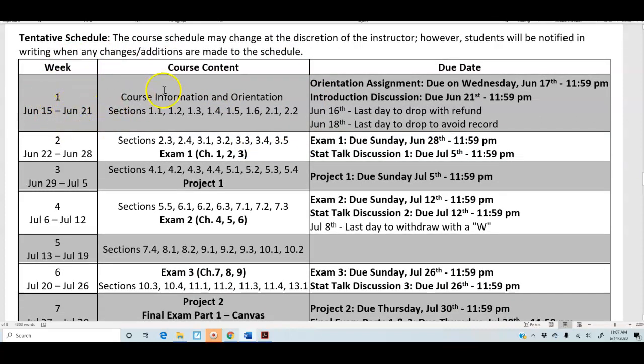Here's week 1. Here is the course content that you should be going over in week 1. You have course information and orientation. So you have an orientation assignment, which is due on Wednesday, June 17th by 11:59 p.m. And then you have an introduction discussion, which is then due on June 21st at 11:59 p.m. And then here are the sections that you must complete, sections 1.1 to 2.2 for this week. So you want to make sure that you're completing them and keeping on task for each week.